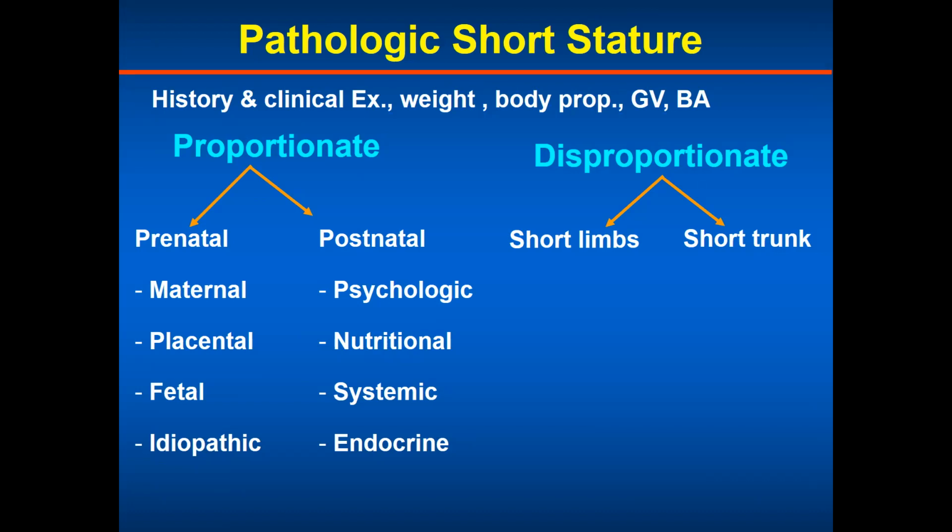Regarding the disproportionate short stature, either there are short limbs or short trunk, short limbs like as in rickets, and short trunk as in some types of skeletal dysplasia.